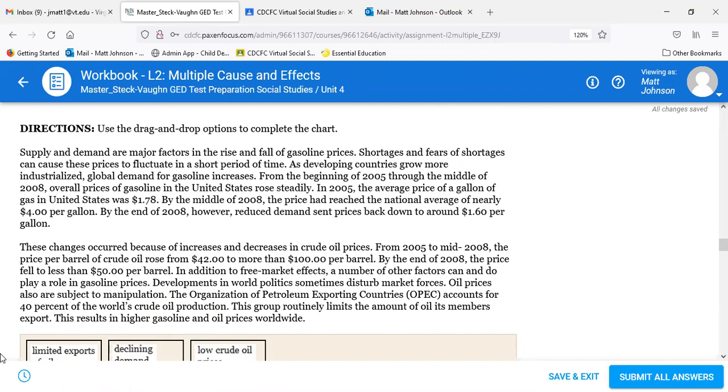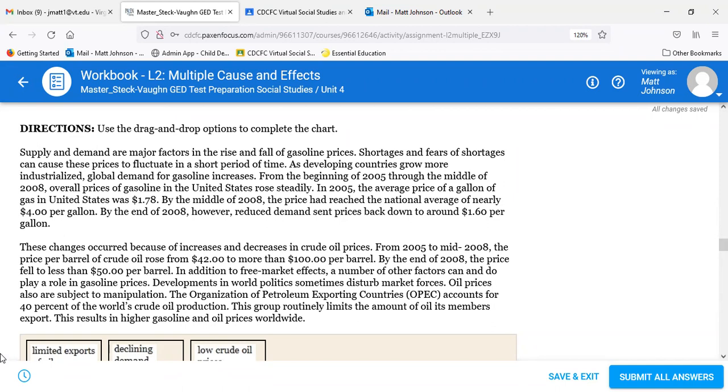Supply and demand are major factors in the rise and fall of gasoline prices. Shortage and fears of such shortages can cause these prices to fluctuate in a short period of time. As developing countries grow more industrialization, global demand for gasoline increases. From the beginning of 2005 through the middle of 2008, overall prices of gasoline in the United States rose steadily. In 2005, the average price of a gallon of gas in the United States was $1.78. By the middle of 2008, the price had reached the national average of nearly $4 per gallon.